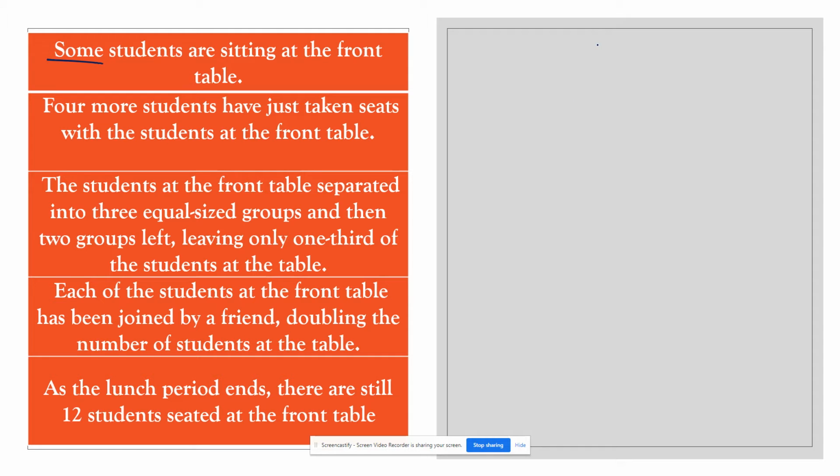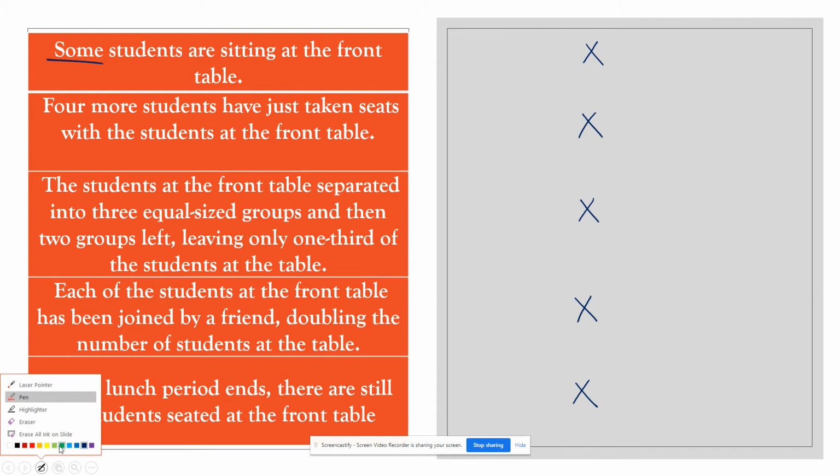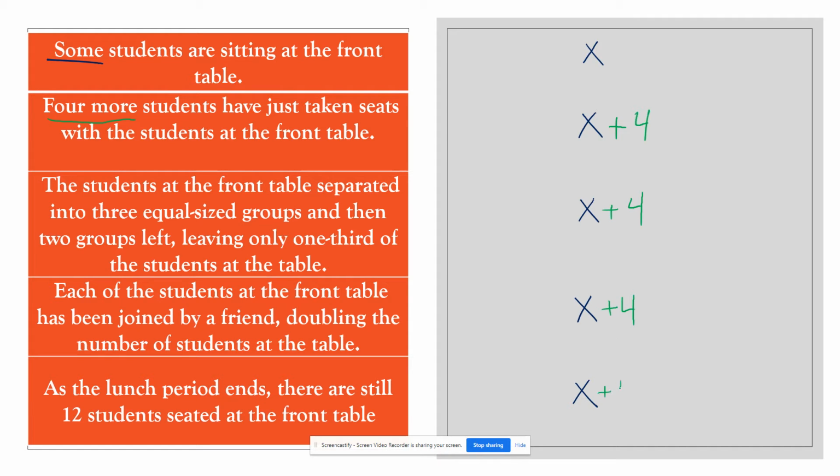So we don't know how many that was, so we're just going to call that X. And we're going to use that X as we work all the way through this. So I'm just going to write my X's all the way down. And then next, we see that four more students have just taken seats with the students at the front table. So just four more, so we can add four to all of our X's to represent those four additional students.